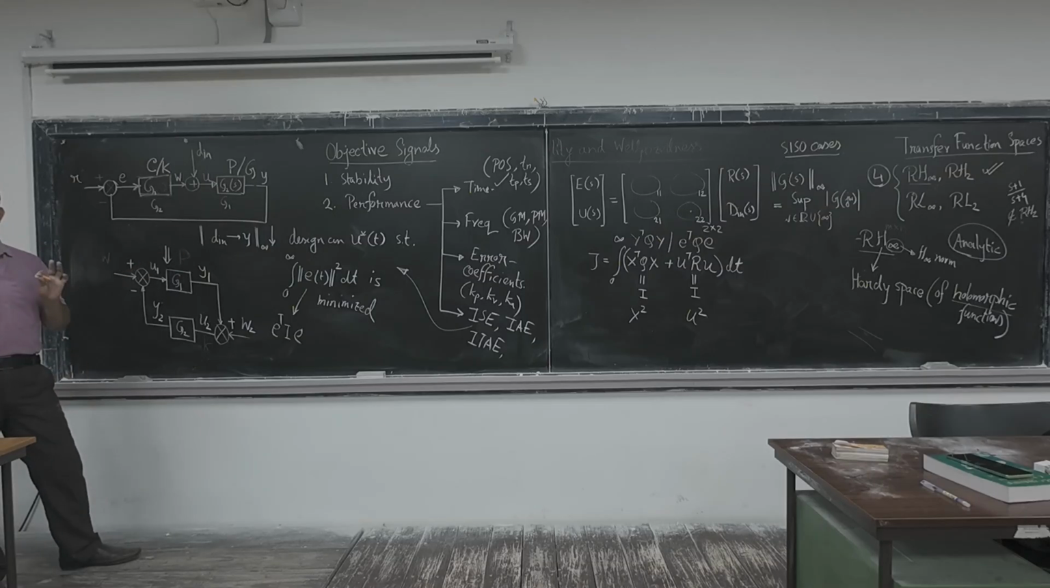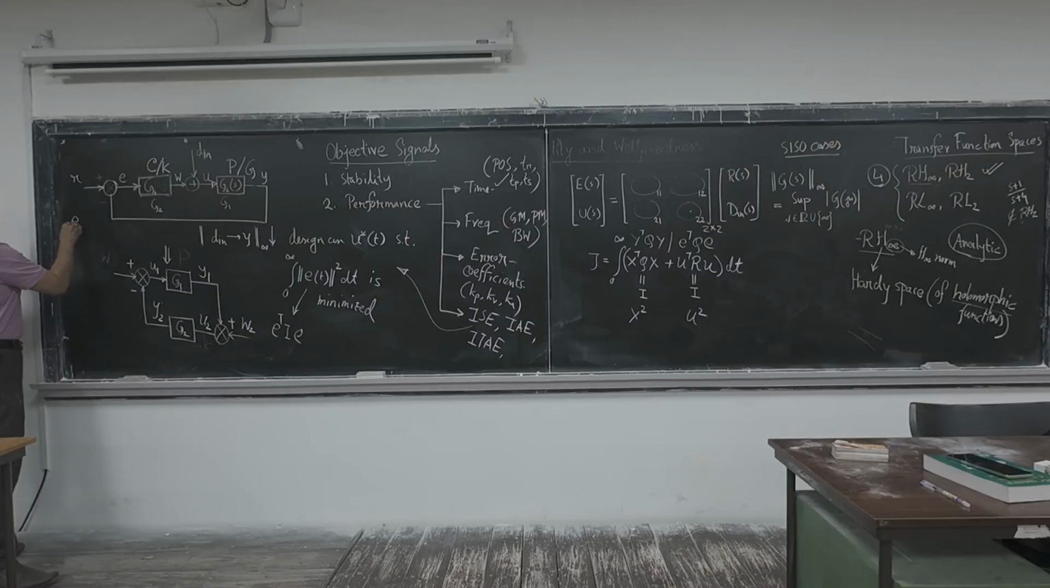So in different circumstances, this E, Y, U, all of them can be your Z. When it is an error minimization problem, then E is the Z. When it is a disturbance attenuation problem or a tracking problem, then Y is your objective signal. If somebody asks you to design a minimum energy controller, then your objective signal will be U, because the norm of U has to be minimized. Have you understood? That is the meaning of objective.